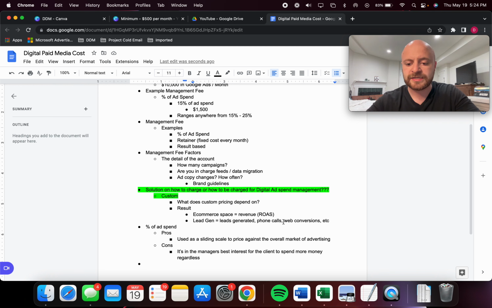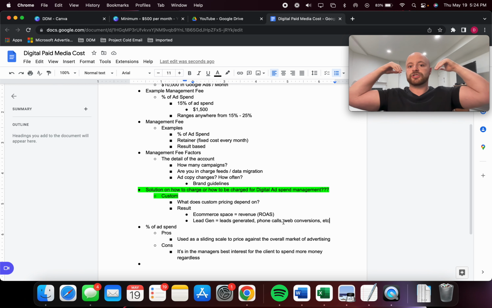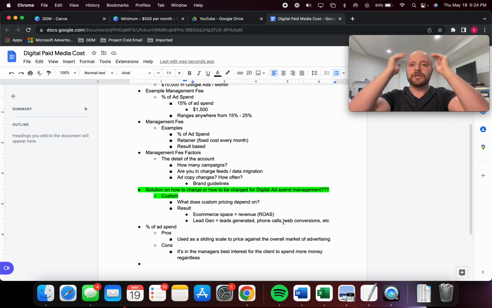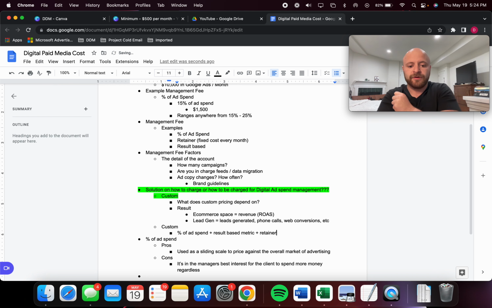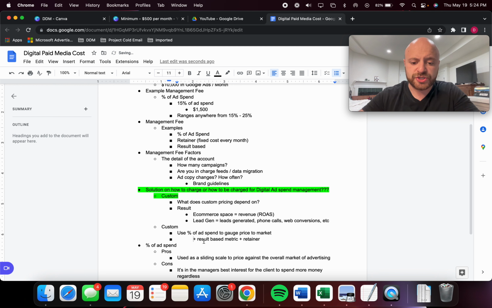And under a custom bucket breakout, if you start to get clients that spend a lot of money and you're focused on what you do that's really good, custom would be a percent of ad spend plus a result-based metric plus a retainer. I would actually add them all together. Maybe I wouldn't do a percent of ad spend. I would just use percent of ad spend to gauge price to market. And then I would do a retainer first and then a result-based metric.